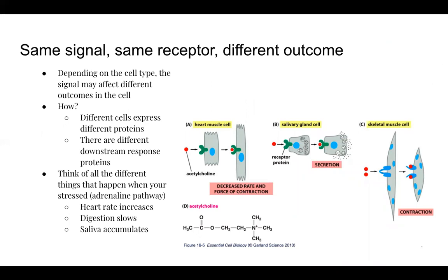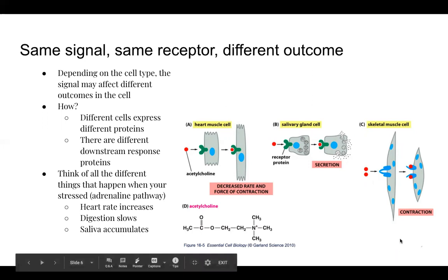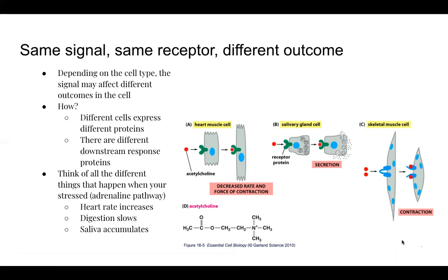Multiple receptors can receive the same signal, but they have different outcomes. Depending on the cell type, the signal may affect it differently, because different cells express different proteins. For example, the heart muscle, as you can see in the illustration, binds acetylcholine, and that causes a decreased rate and force of contraction. The same signal binds the receptor protein in the salivary gland cell, and that causes secretion from the salivary glands. In skeletal muscle, it will just cause contraction.